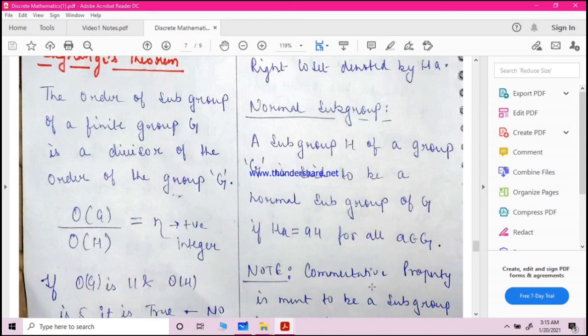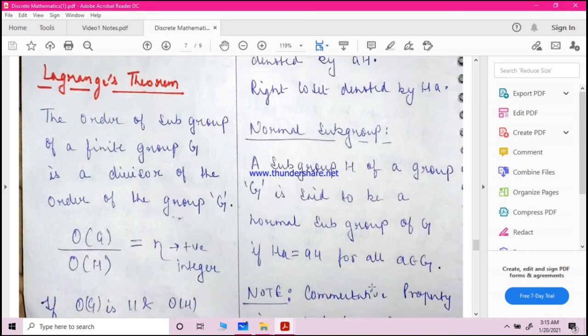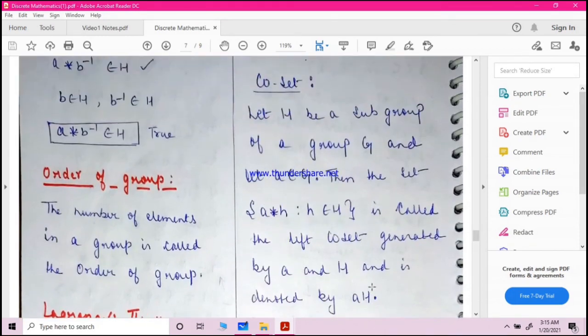Normal subgroup. What is the definition of a normal subgroup? So in a coset, let H be a subgroup of a group G and let A belong to G, then the set A into H is called the left coset generated by A and H and is denoted by AH, right coset denoted by HA. Normal subgroup: a subgroup H of a group G is said to be a normal subgroup of G if HA is equal to AH for all A belonging to G. Commutative property is a must for a normal subgroup, so all the abelian groups are normal subgroups also.